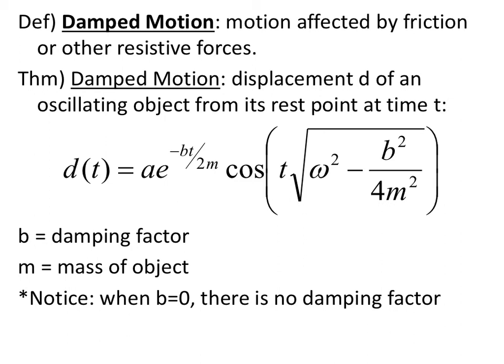So A is the same A as the simple harmonic motion. It's the initial displacement, so how far the bob is pulled down. B is the damping factor, so that's a value that they're going to give you. They'll say, you know, your damping factor is 0.7 or something like that. M is the mass of the object, and then same thing over here. Omega is the same omega we've talked about. B is the damping factor, M is the mass. Just make sure this negative B T over 2M is in the exponent of e, and e is our universal constant e, 2.7.